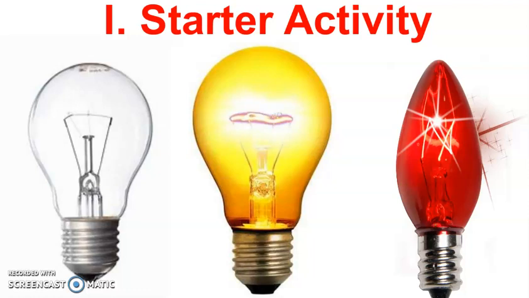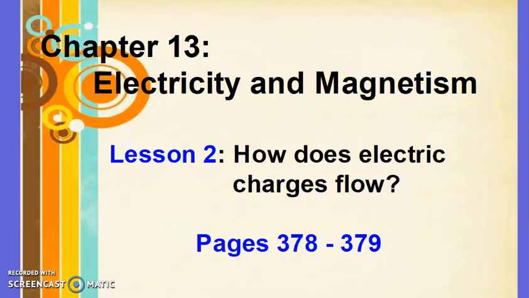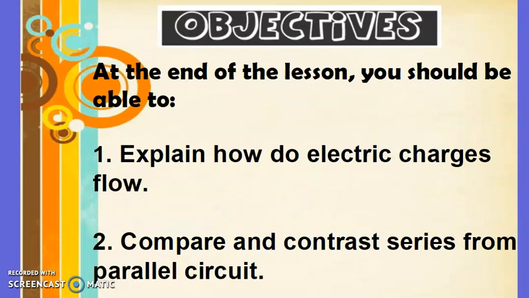Okay, time is up. Now, for those who put the correct answer in here, the correct answer is light bulb. Did you get it correctly? That's amazing. Now, our lesson for today is about how electric charges flow. If you have your book with you, you can open it on pages 378 to 379. Now, these are our objectives for today's lesson.